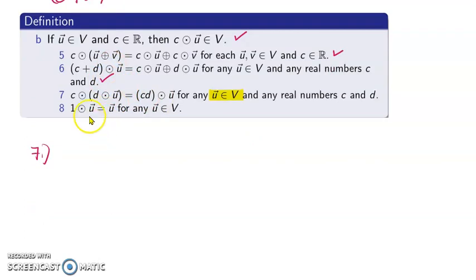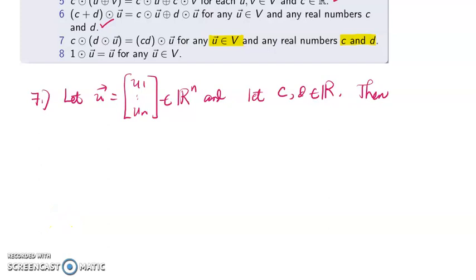We are down to the last two properties. Okay, so again, we pick an arbitrary u in V and any real number. Again, we pick any real number C and D here. So let us have U, C, and D. Okay, so let U be this matrix in Rn and C and D be real numbers. Then we will start from here.